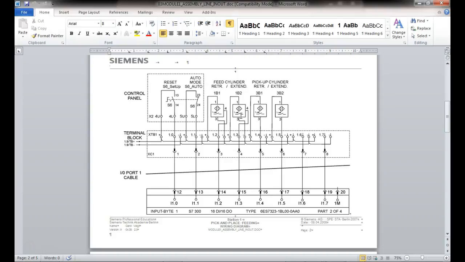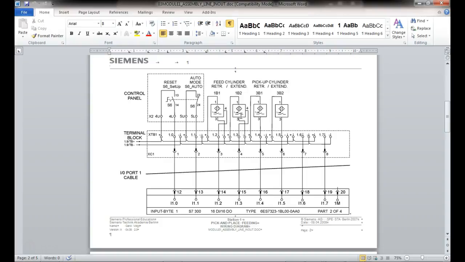So the Hall effect requires power. So here's our power. This could be plus, this could be minus. And this right here is the signal wire that goes down and hooks up to an input on our PLC. We'll talk about these. These guys right here are sourcing sensors. We'll find out what that means later on.